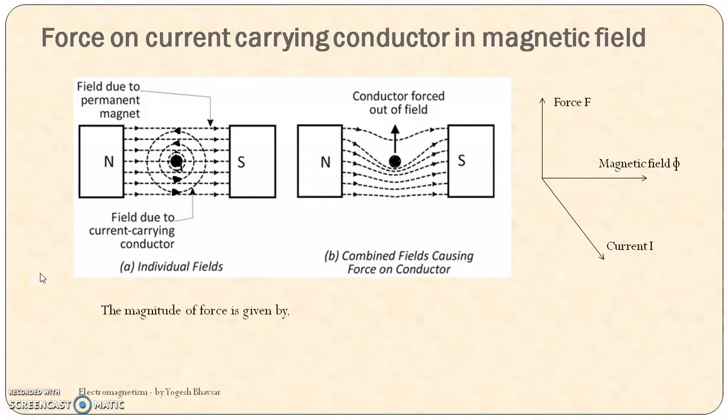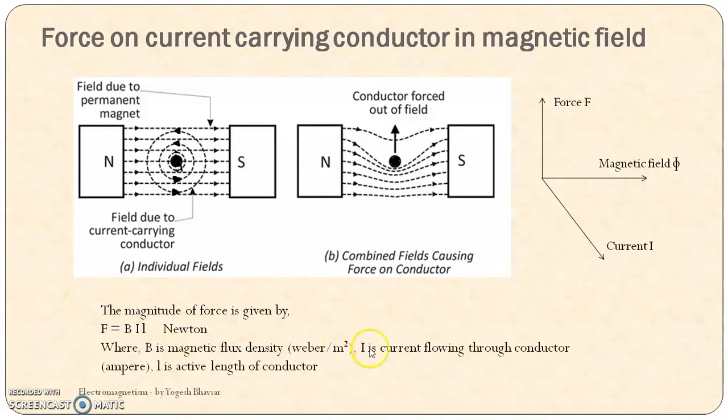Now the magnitude of this force is given by F is equal to BIL, which is measured in Newton, where B is the flux density, I is the current, and L is the length of the conductor. So we can simply calculate the force which is exerted on the conductor. If the conductor is moving in the plane perpendicular to the axis of the magnetic field, then this formula is applicable. And if it is not perpendicular to the axis of the magnetic field, then we simply multiply by sine theta, where theta is the angle of the movement of this conductor. So F is equal to BIL sine theta.